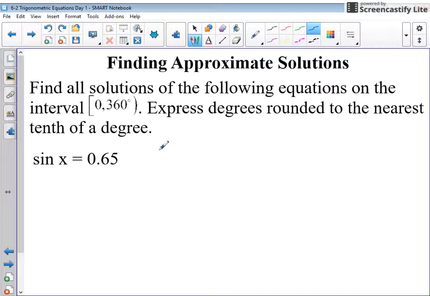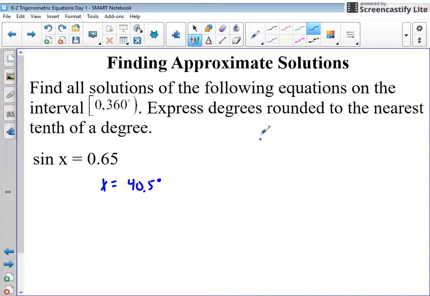We can also do some things, sometimes we have equations that are not on the unit circle. For example, here we have sine is 0.65. Well, what I'm going to do is bring out my calculator here. I'm going to make sure I'm in the degree mode, because the directions say to express degrees rounded to the nearest tenth. So in my calculator, I'm going to hit second sine of 0.65. Now you may want to try that as well. Make sure your calculator is in the right mode. And I get 40.5 degrees. So x is 40.5 degrees.